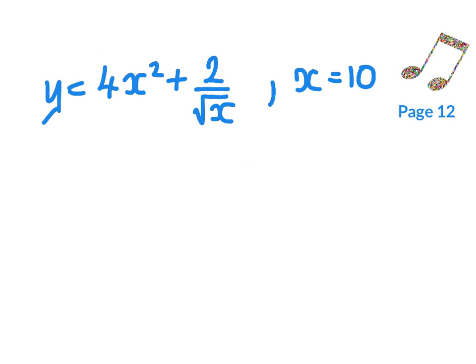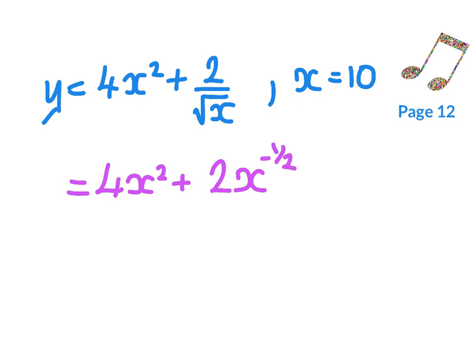In our first example, we're asked to determine whether the curve is increasing or decreasing when x is equal to 10. And the curve that we're given is y equals 4x squared plus 2 over the square root of x. Now the first thing we're going to want to do is differentiate this so that we can work out the gradient at the point where x equals 10. I can't differentiate it in the current form. I'm going to need to move that x from the bottom of the fraction. So it's going to be 2x to the power of negative, because it was on the bottom of the fraction, and a half because it was a square root.